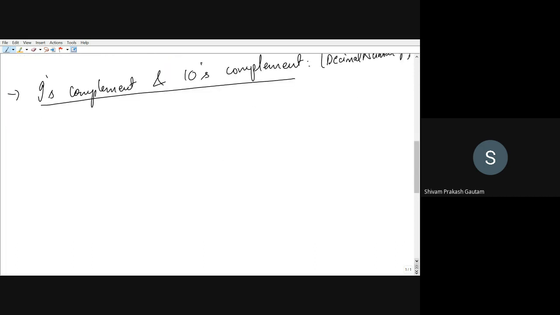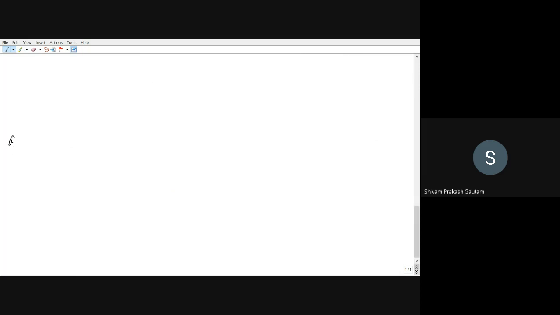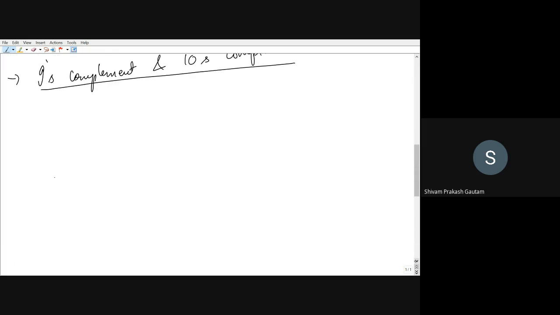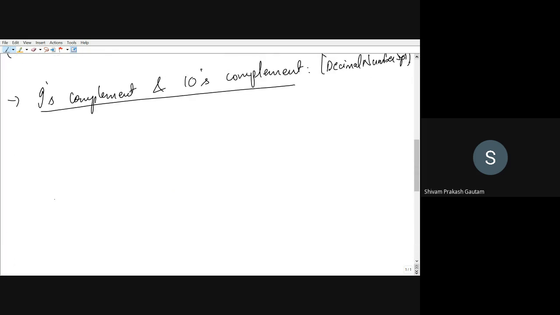Nines complement and tens complement. So how can you find out the nines complement of a decimal number? Suppose we are having a decimal number as given by 4500, just a random number.